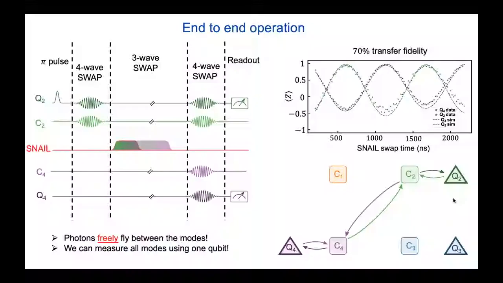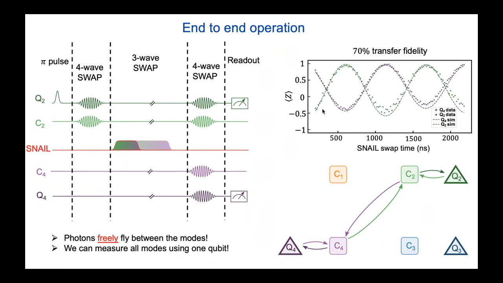So next, we want to see if we can do a two-qubit operation from one end to another. The scheme is kind of the same. We first prepare the qubit in the excited state, and then we swap to the cavity. Then we use the router to swap to another cavity. At the end of the operation, we swap back to the qubit and measure the qubit population. You can see this is the population exchange between two qubits, specifically Q2 and Q4. The triangles and stars here are the experimental data, and the dashed line is the simulation result, only considering the T1 and T2 of all the modes inside the whole procedure.